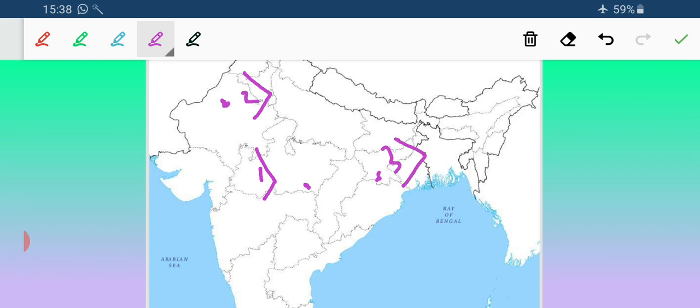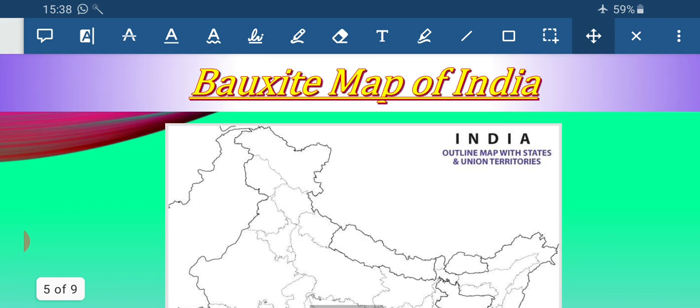So these are the 3 major leading producers of the copper. Number 1 is the Balaghat mines of Madhya Pradesh. Number 2 is the Khetri mines of Rajasthan, and number 3 the Singhbhum mines of Jharkhand. These are the 3 important mining areas of the copper. Now let us move to the third mineral, that is the bauxite map or the bauxite mineral.